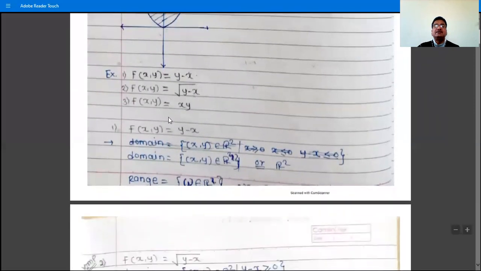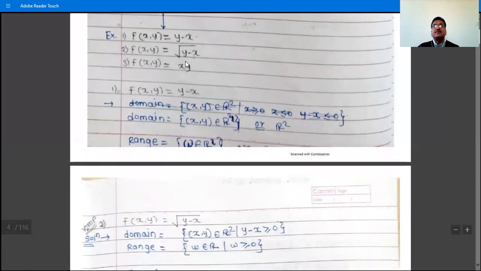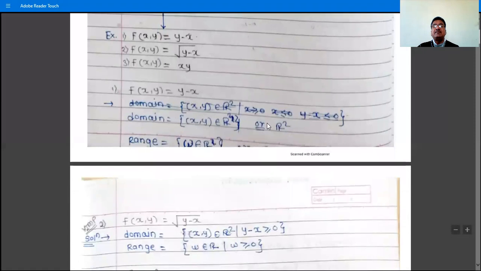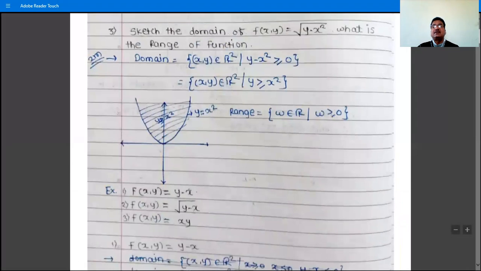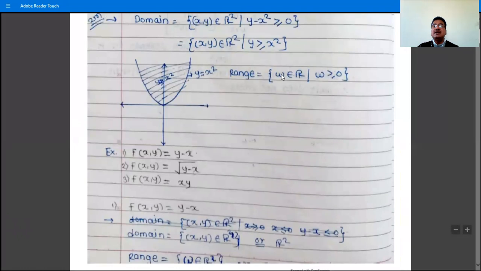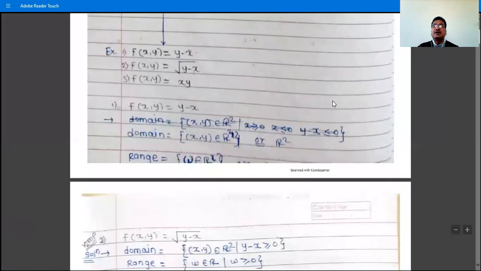So similarly, write the answer of these problems. f(x, y) is y minus x, so the domain is (x, y) belongs to R square, and there is no condition, because this is just y minus x. So y minus x exists for all values of x and y. So just write the domain as (x, y) belongs to R square, there is no condition, or just write R square is the domain. And what is the range? Range is all the elements of R that have pre-images. So the range is the set R, w belongs to R. There is no condition, just write w belongs to R. Don't write w is not equal to 0 or greater than or equal to 0.